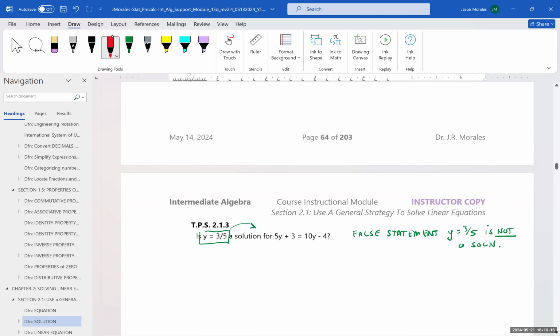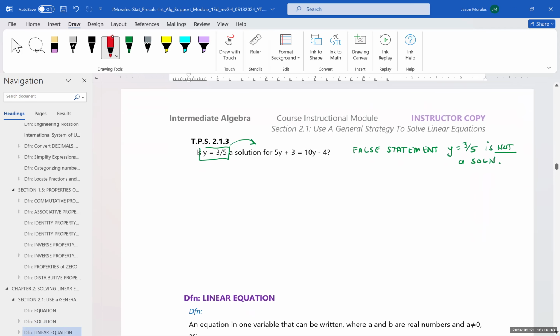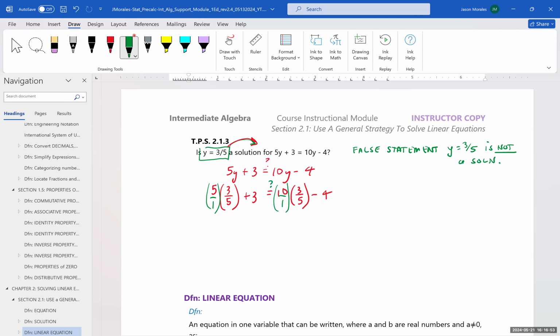All right. And I think our last one here was just to check and see if this solution works for this equation. I think this is the same one from the previous example. So we're going to see if these equal each other. We're going to substitute in 3/5 for y. We'll write 5 as 5/1 and 10 as 10/1. We want to see if everything on the left equals everything on the right.